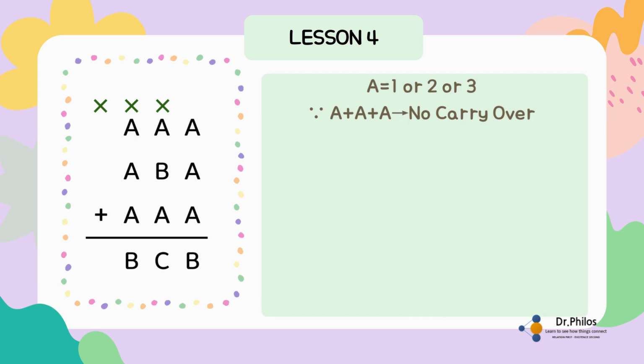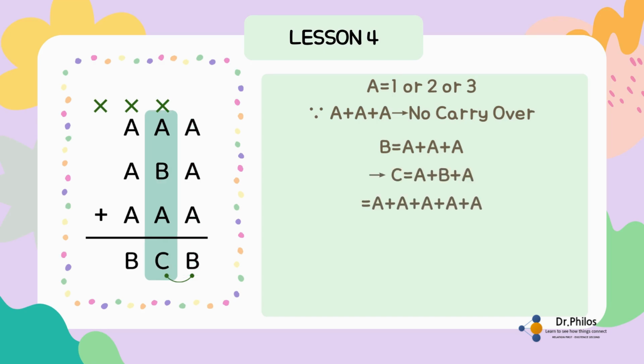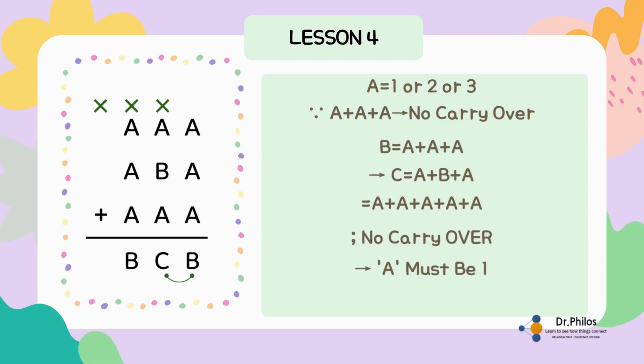But if you connect what you found further, you don't need to check all 3 possibilities for A. Try connecting what you noticed in the ones place to the tens place. I see. B is 3A. The tens place is A plus 3A plus A, which equals 5A. For 5A to be a single-digit number without a carryover, A can only be 1, because if A is 2, 5A equals 10 and that makes a carryover. Therefore, A is 1, B is 3, and C is 5.